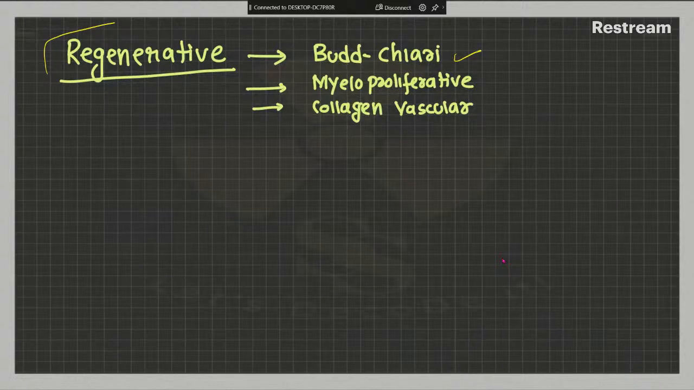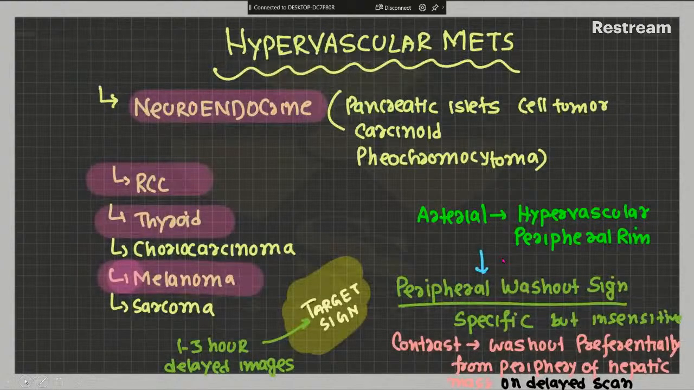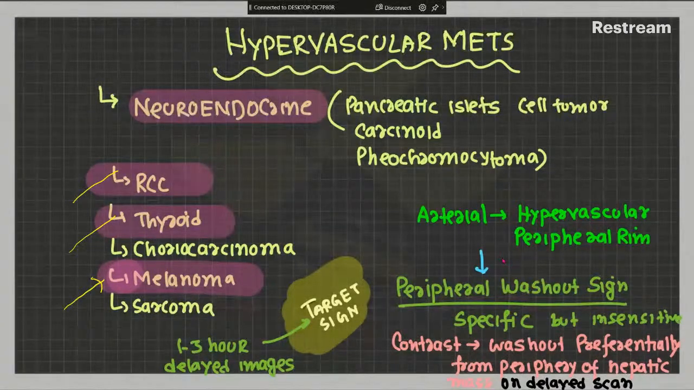Anyway, these are the cases where we commonly find the regenerative nodule. One is Budd-Chiari, myeloproliferative, or vascular, usually in the vascular pathology. These are some examples of hypervascular metastasis: renal cell carcinoma, thyroid, melanoma. This also enhances vividly in the hypervascular, on the arterial phase, but the enhancement pattern varies.